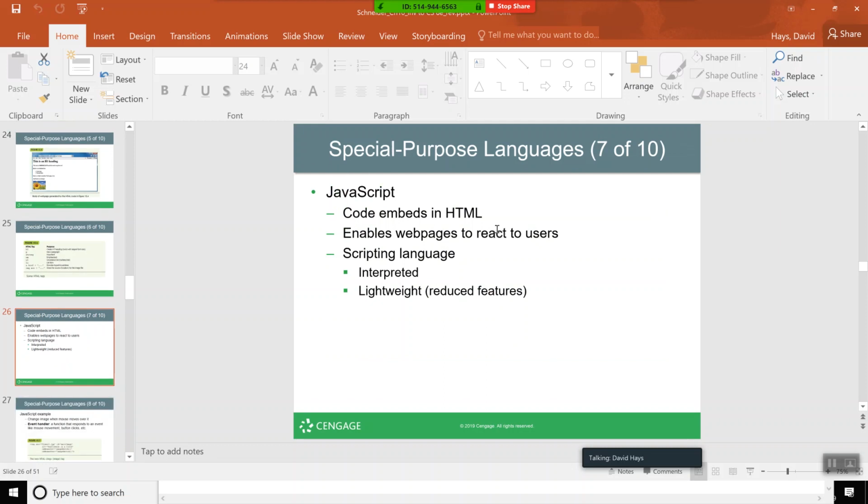JavaScript, we've already used a little bit. Code embeds in HTML, enables web pages to react to users. It's a scripting language. It's interpreted, so it's not compiled, which means that in theory, any browser on any architecture can run it, which is popular for what people want. And it's lightweight, reduced features. It has nothing to do with Java. If you're thinking Java and JavaScript are related, they're not. They share some common programming constructs, as most languages do. But JavaScript isn't meant to open up files, for example.